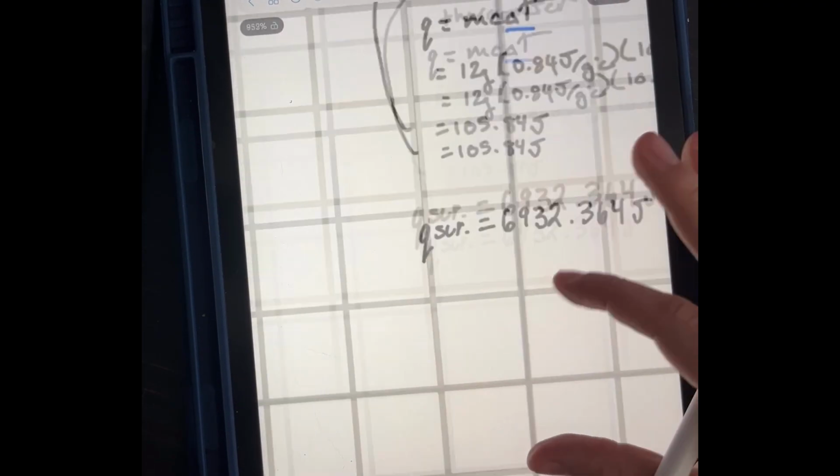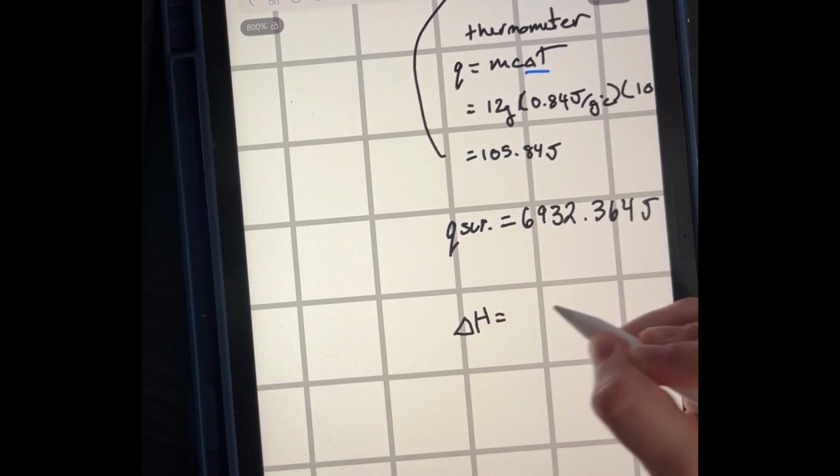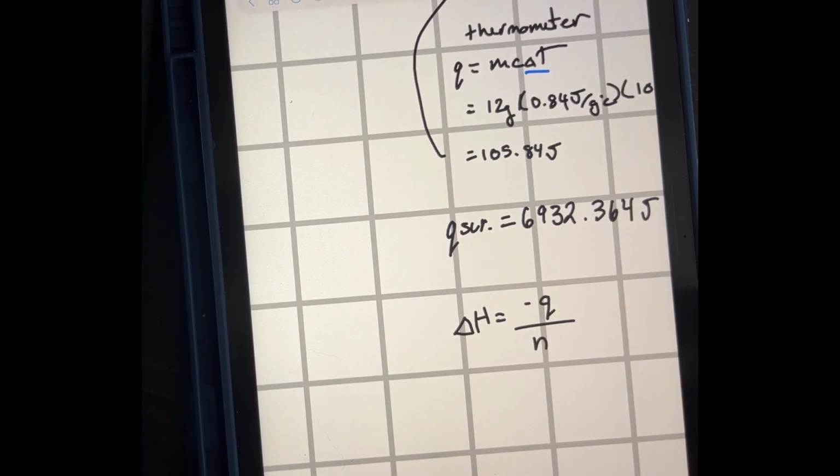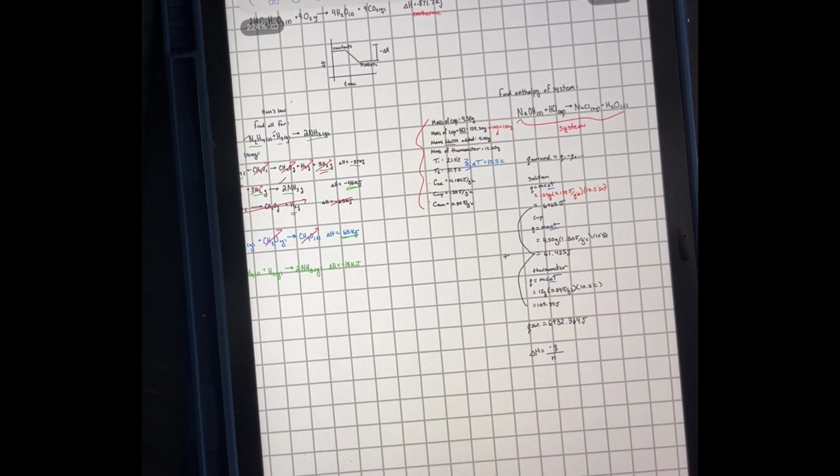In order to find the heat of the system, we need to do our fun equation over N. Okay, and this is molar enthalpy. It does say just to find the enthalpy of the system, which brings me maybe to my next problem. What I want to search up here. So let's just see.